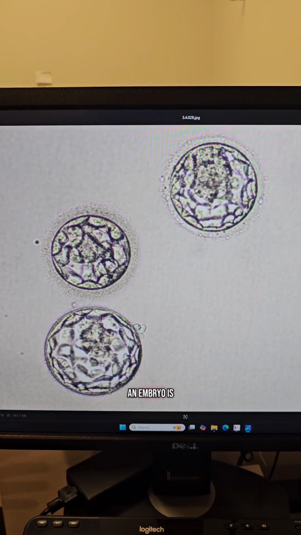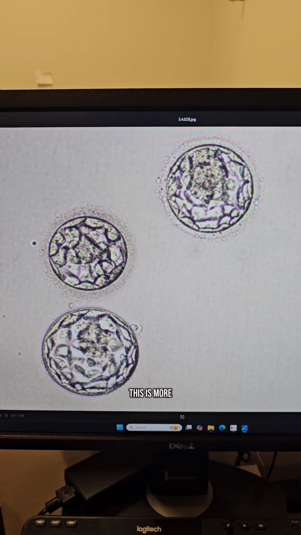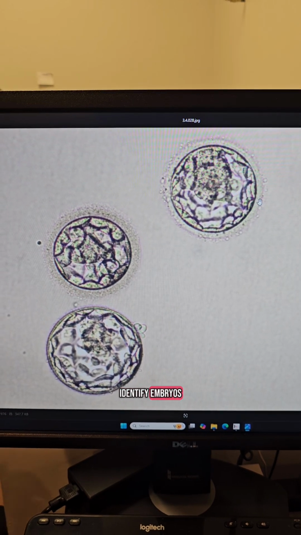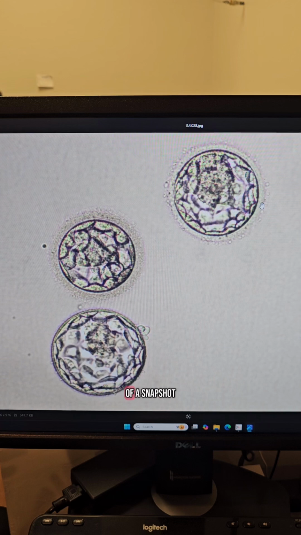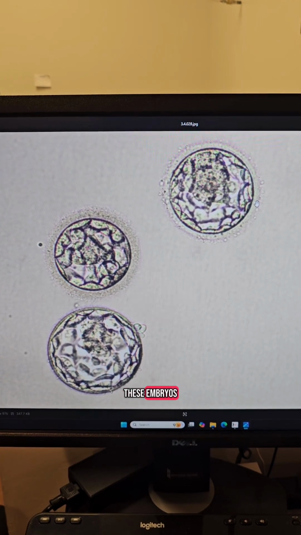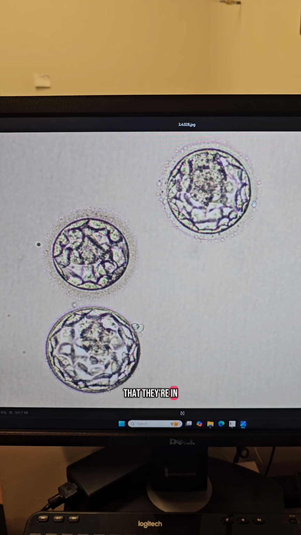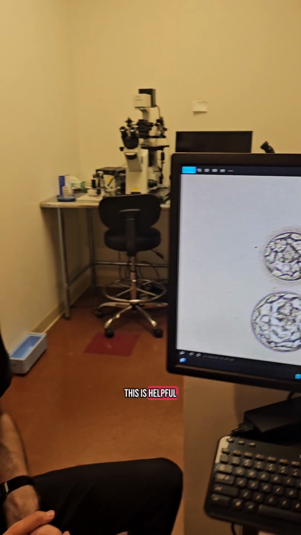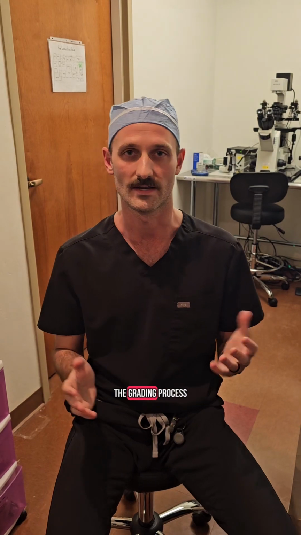Even if an embryo is a different grade, this is more for us in the lab to identify embryos and give us a better sense of a snapshot in time of what developmental stage they're in. So I hope this is helpful for you to understand how we go through the grading process and what that really means for us on a day-to-day basis.